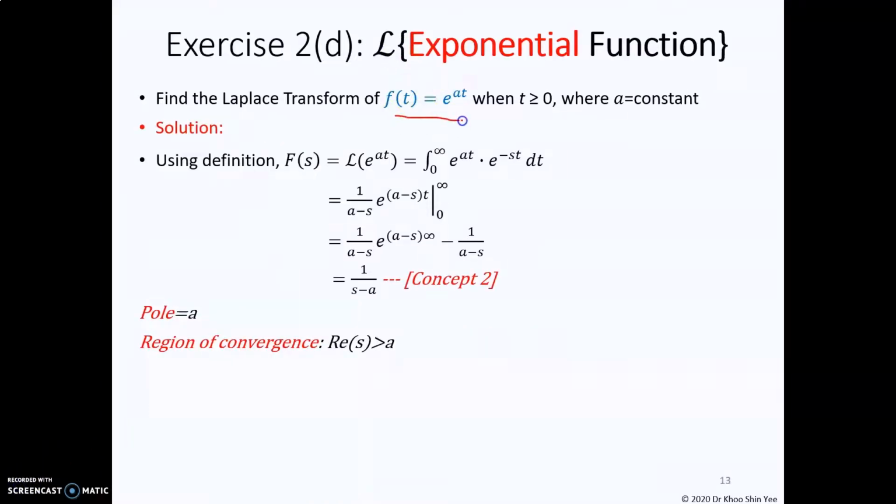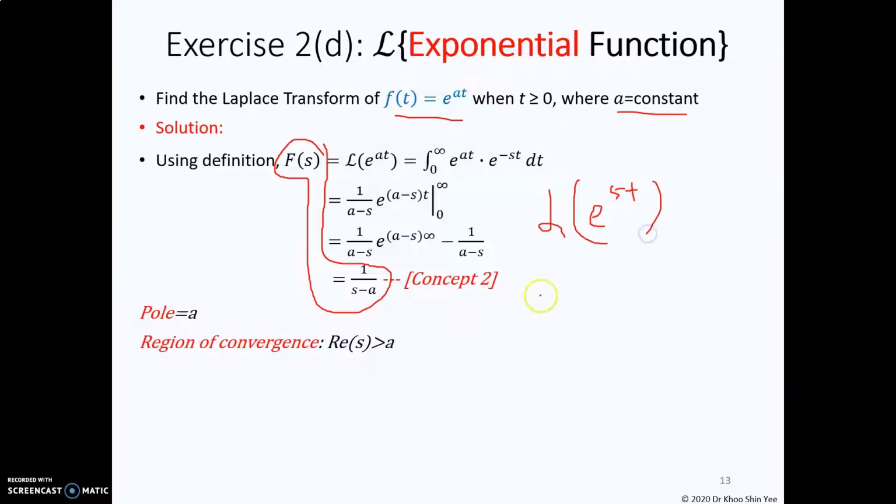In this example, let's have the exponential at, where a is the constant. So after performing the definition, you get the Laplace transform result to be 1 over s minus a. So bear in mind, the most important thing is when you have exponential 5t, your Laplace transform for exponential 5t, you should get the result to be 1 over s minus 5. So we see if this is positive, this will be negative. So if you change the rate to be negative, in Laplace transform, it gives you positive.